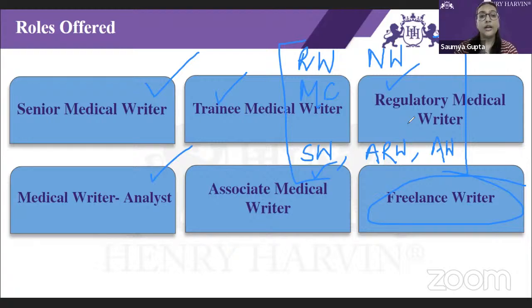I have expertise in writing regulatory documents. I have expertise in narrative writing. So when you go through the course, all these documents, all these fields, all these domains are very well covered in each module of this course.